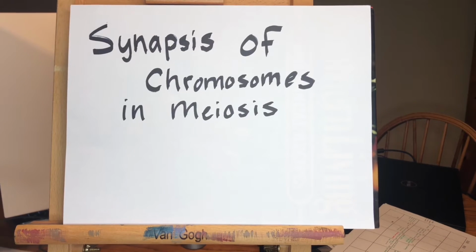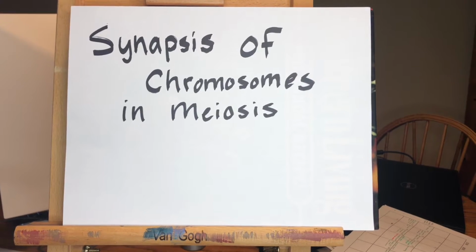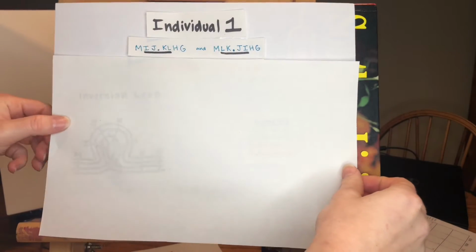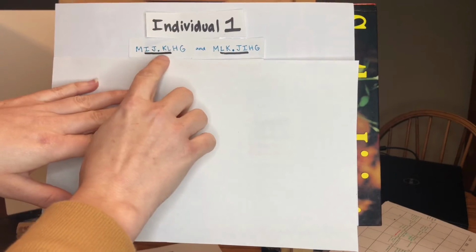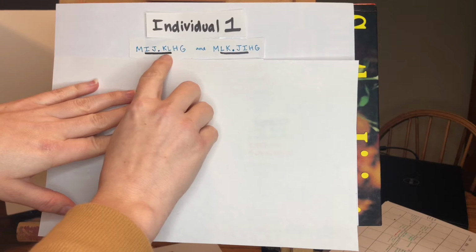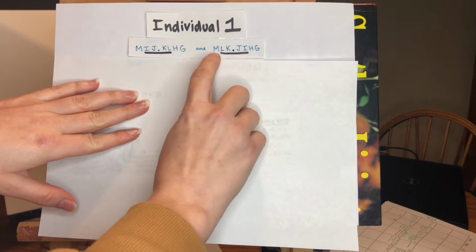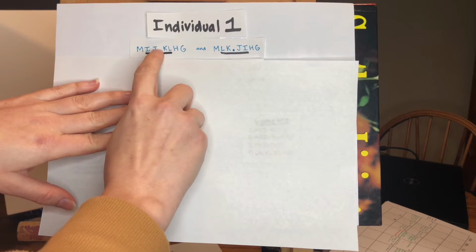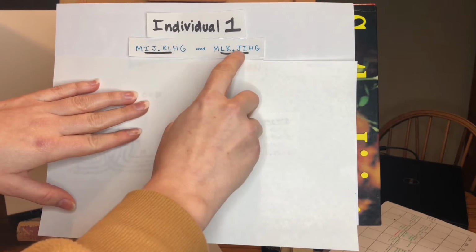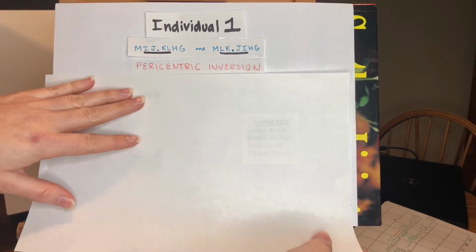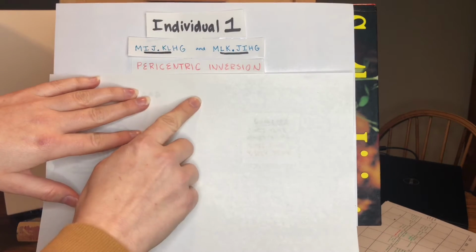Today we'll be talking about the synapsis of chromosomes in meiosis. So we've got individual 1 with these chromosomes, and you can see they look different. The black part that's underlined, those are the parts that look different. These underlined areas are the same. And we can see that this part includes the centromere, and these are switched. They're flip-flopped. And this is pericentric inversion.